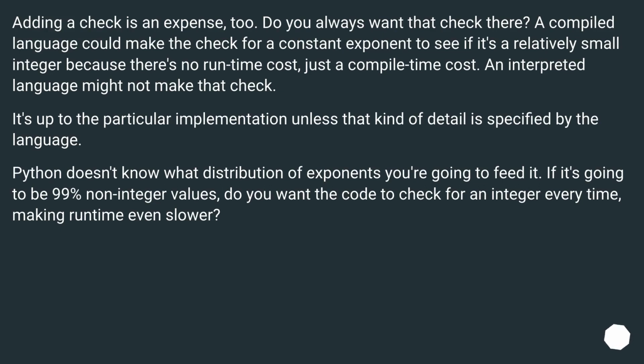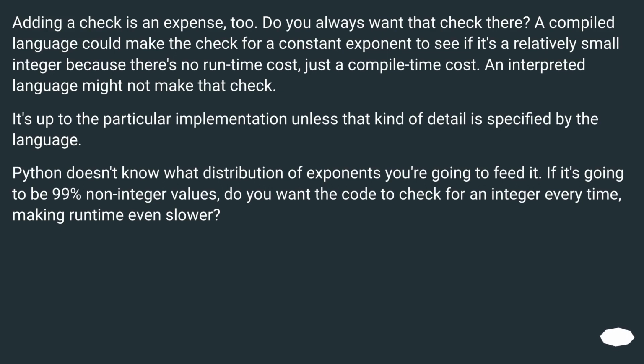Adding a check is an expense, too. Do you always want that check there? A compiled language could make the check for a constant exponent to see if it's a relatively small integer because there's no runtime cost, just a compile time cost. An interpreted language might not make that check. It's up to the particular implementation unless that kind of detail is specified by the language.